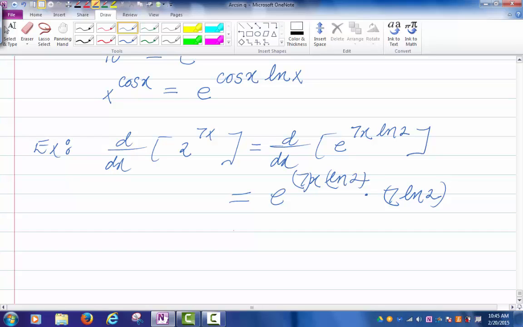Okay. So now this quantity here is what? That is still 2 to the 7x, right? Times 7 ln of 2. Are we okay with that? Any questions, anyone at all? Any questions at all? No?